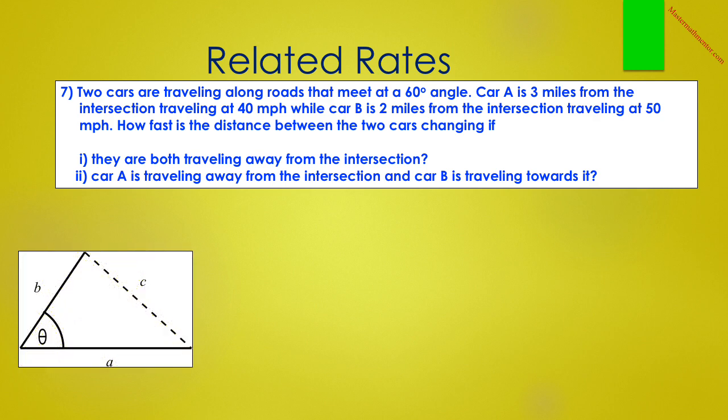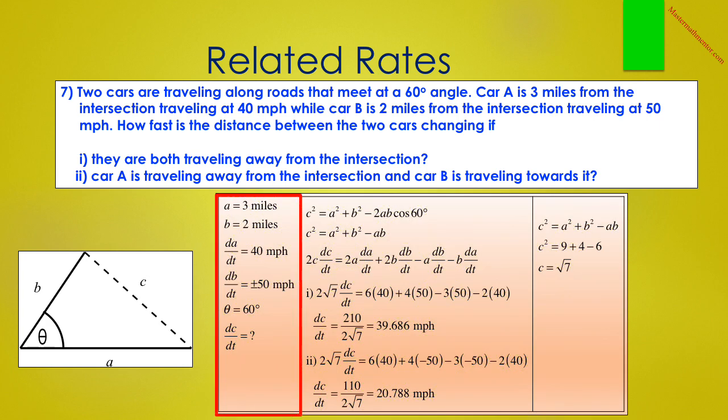Our picture is shown with sides A and B and theta between them. And we have side C, which represents the distance between the two cars. Next, the table of variables. We know that A is 3 miles and B is 2 miles.